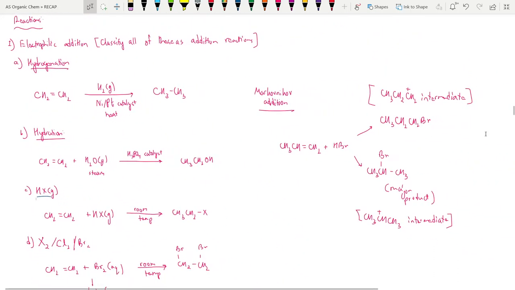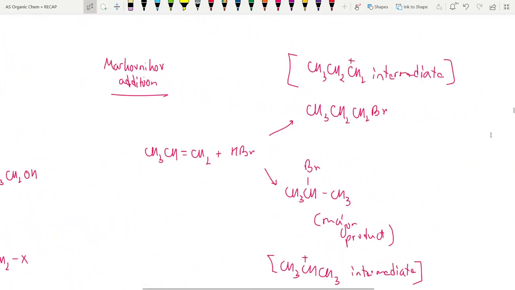I want to talk about something else, Markovnikov addition. What does this state? Like in this alkene over here, propene, if we add HBr to the compound, we have two routes.